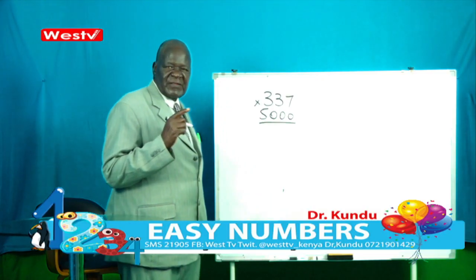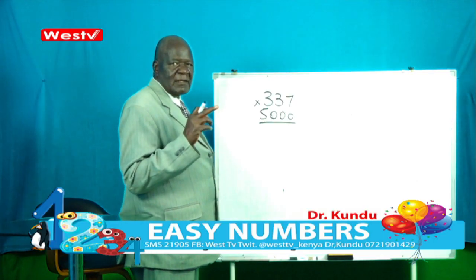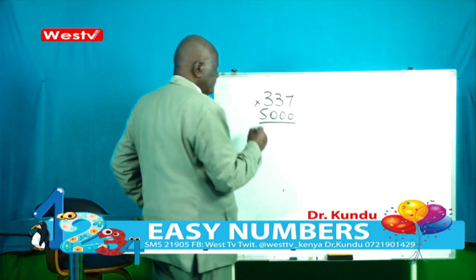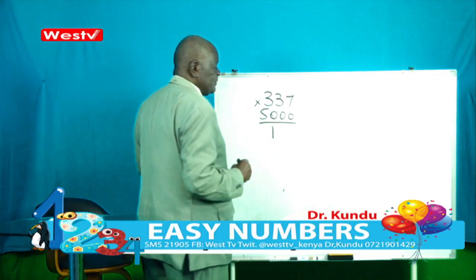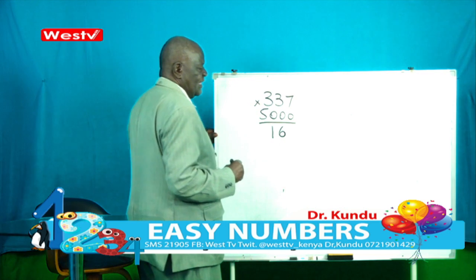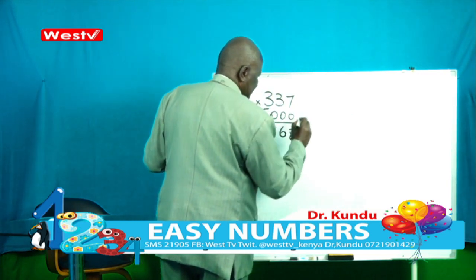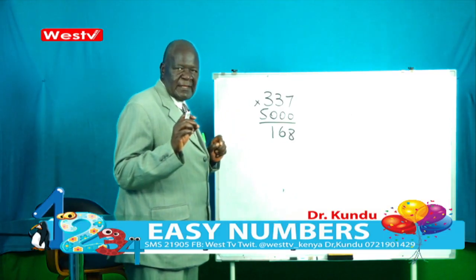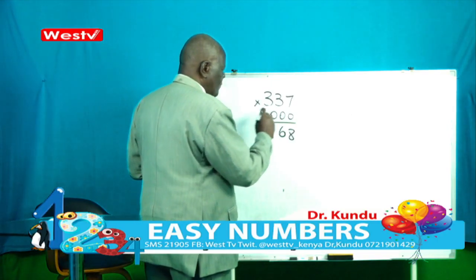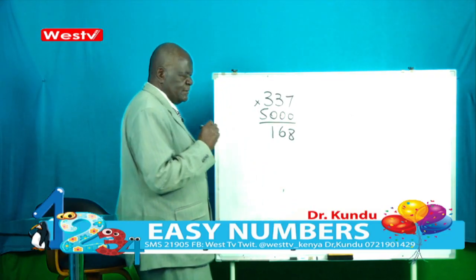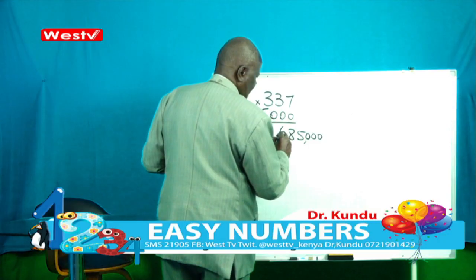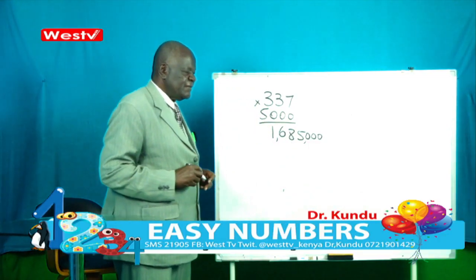You are going to take half of 337. There will be remainder 1. Throw away that remainder and complete your answer with 5,000. Let's go. 2 goes there once. Into 13 goes there 6. Into 17 it goes there 8. And then it remains 1. Throw away that remainder and just complete your answer with the 5 you are using. Since you are using 5,000, just dump 5,000 at the end. And therefore your answer becomes 1,685,000.